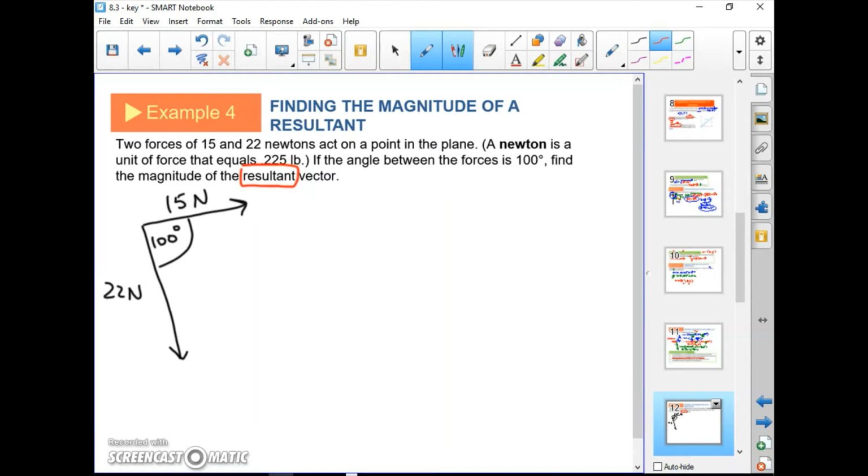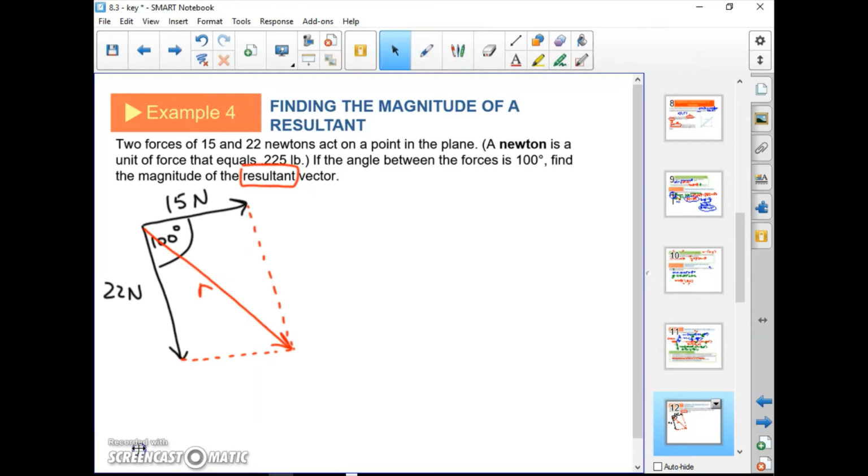And so you look at this picture, and this looks like the dog walker problem. So I will set up my parallelogram, draw a parallelogram in order to find the resultant force. There it is right there. Now what we've done is we've drawn that resultant right through that 100-degree angle.